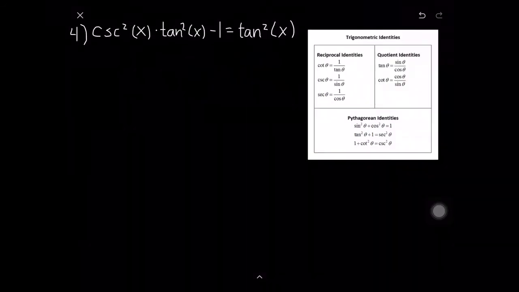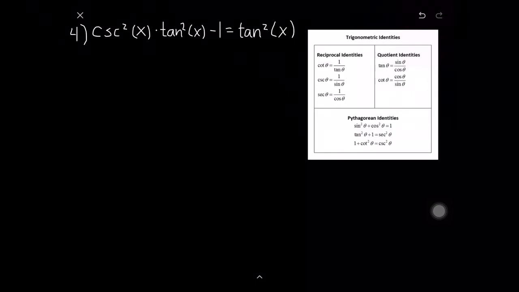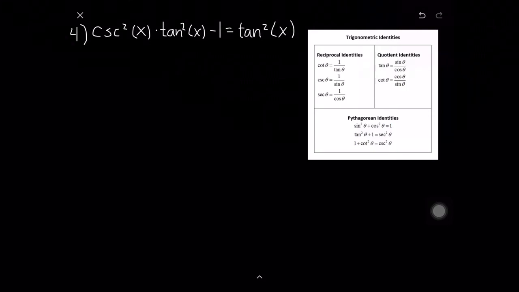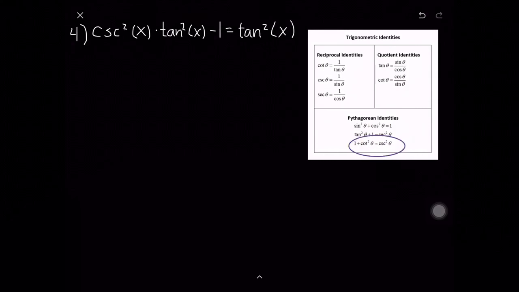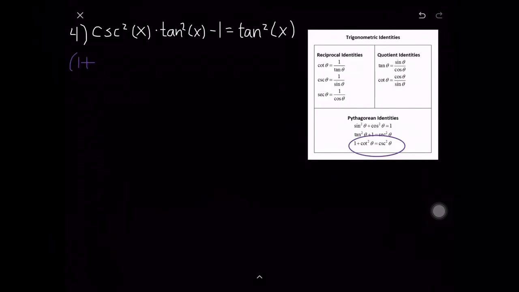So let's do our final example, which will be a little harder than the others. And here we have it. Our fourth example is cosecant squared of x by square tangent of x minus 1 equals square tangent of x. According to our Pythagorean identities, 1 plus squared cotangent of x equals squared cosecant of x. So we are going to replace squared cosecant of x with 1 plus squared cotangent of x. As you see, we're writing it with purple.